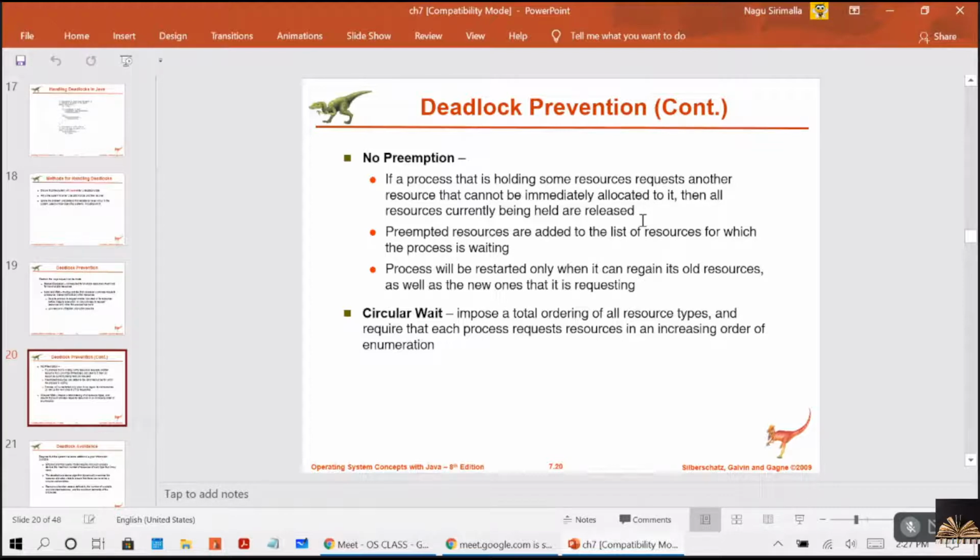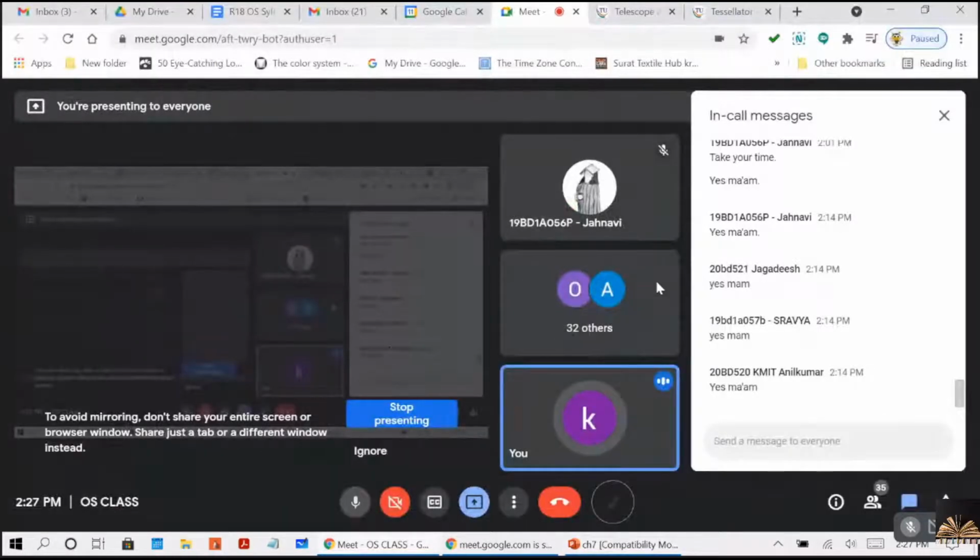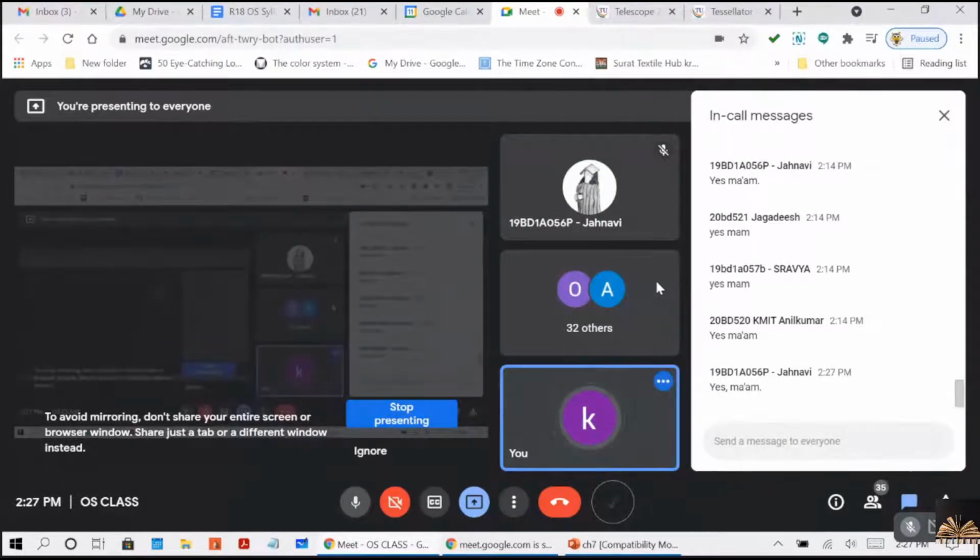See, the third point: the process will be restarted only when it can regain its old resources as well as the new ones that it is requesting. Clear, guys? Clear for you all? These 3: mutual exclusion, hold and wait, and no preemption. That means making them false. Yes or no? Yes, right.